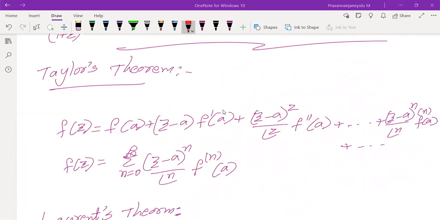Summation n varying from 0 to infinity, z minus a whole power n by factorial n, into the nth derivative of f at a. What is that nth derivative of f at a? That all is our function.